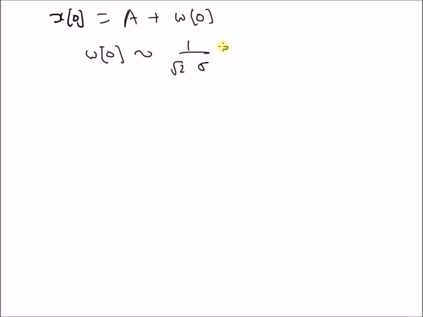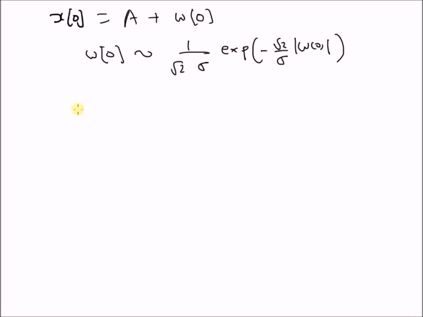Hello, welcome. In this short video, let us look at the derivation of CRB in the case where the observations have a noise component that follows a Laplacian distribution. That is, consider the observation x of 0 equal to A plus w of 0, where w of 0 follows a Laplacian distribution defined as 1 by square root of 2 into sigma into exponential of minus square root of 2 by sigma into modulus of w naught. So this is the distribution of the noise component.